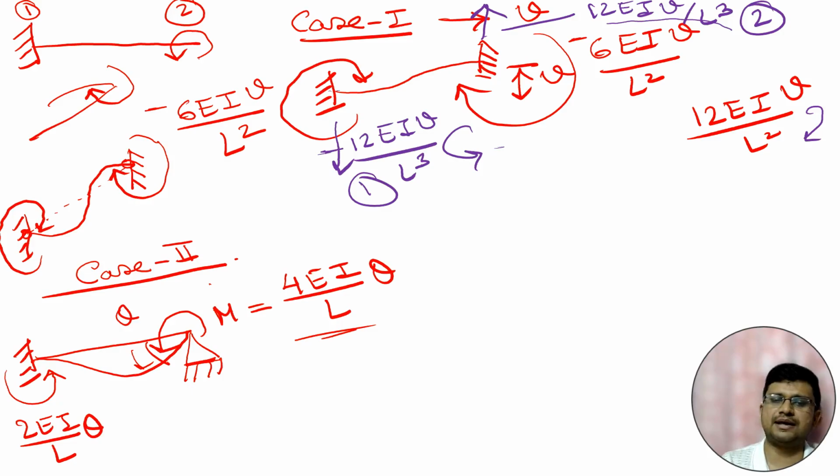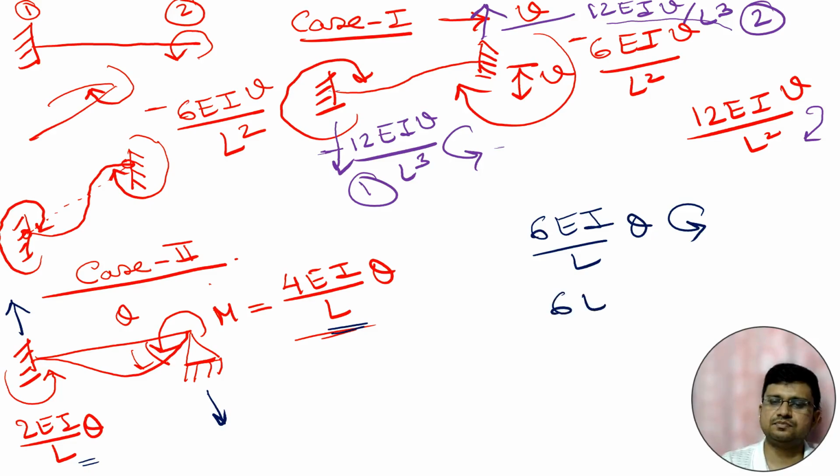Now both 4 EI by L into theta and 2 EI by L into theta are anti-clockwise in nature. So again, some force will develop at both joints, which will create some clockwise moment. If the direction of the reaction force is like this, then these two reaction forces will create some clockwise moment. Here the unbalanced anti-clockwise moment is 6 EI by L into theta. This is anti-clockwise, so there needs to be a 6 EI by L into theta clockwise moment.